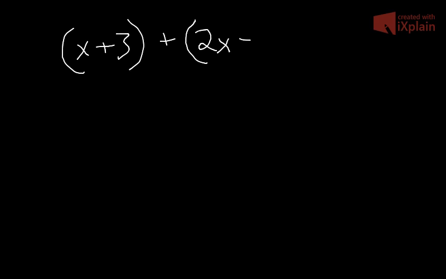Here are some examples of adding polynomials together. We'll start off with a pretty basic one. How about something like x plus 3, and we're going to take that entire quantity and add it to 2x minus 9.